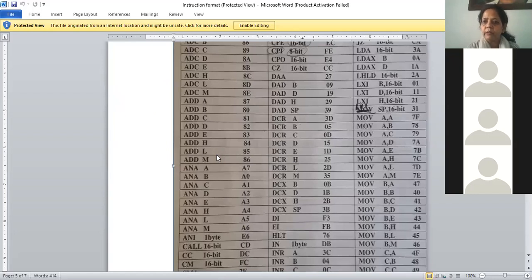In the practical exam, this opcode sheet will be given to you. So these codes you need not remember. These codes, the right hand side codes, 89, 8A, you don't have to remember. You should just know these mnemonics, the left hand side mnemonics, and then using this opcode sheet you can convert them into the hex codes.